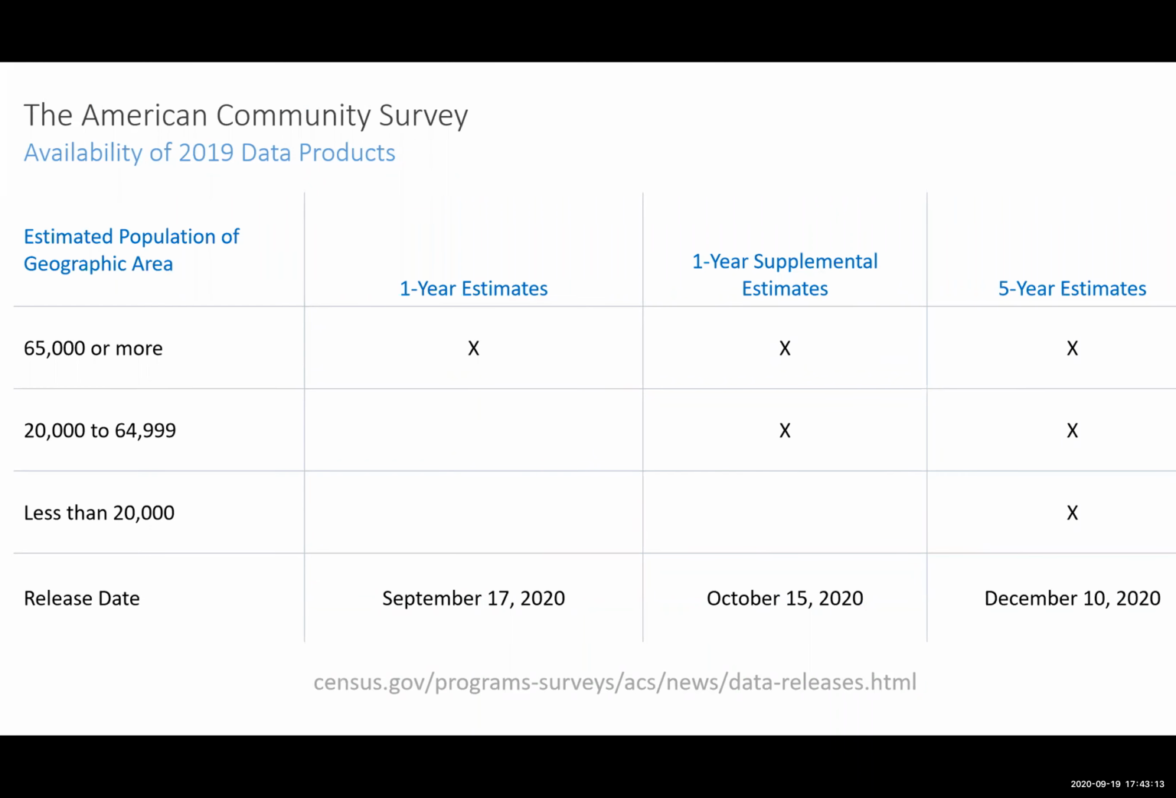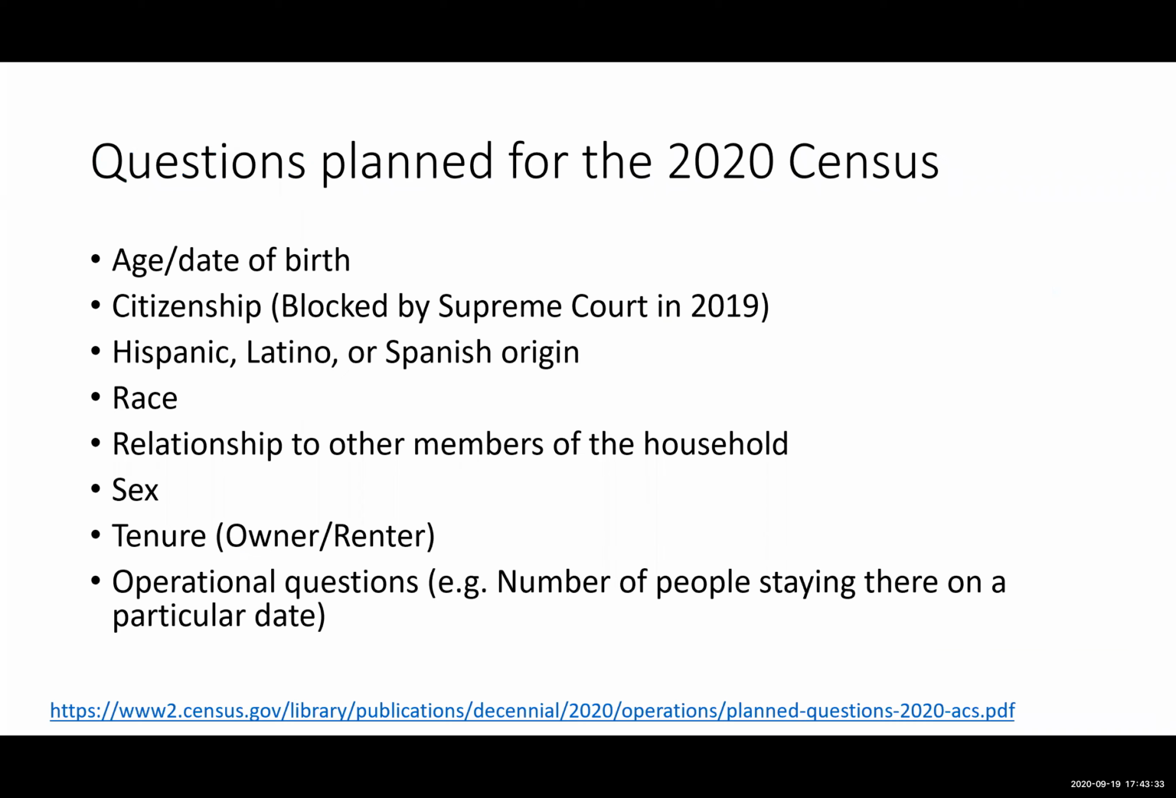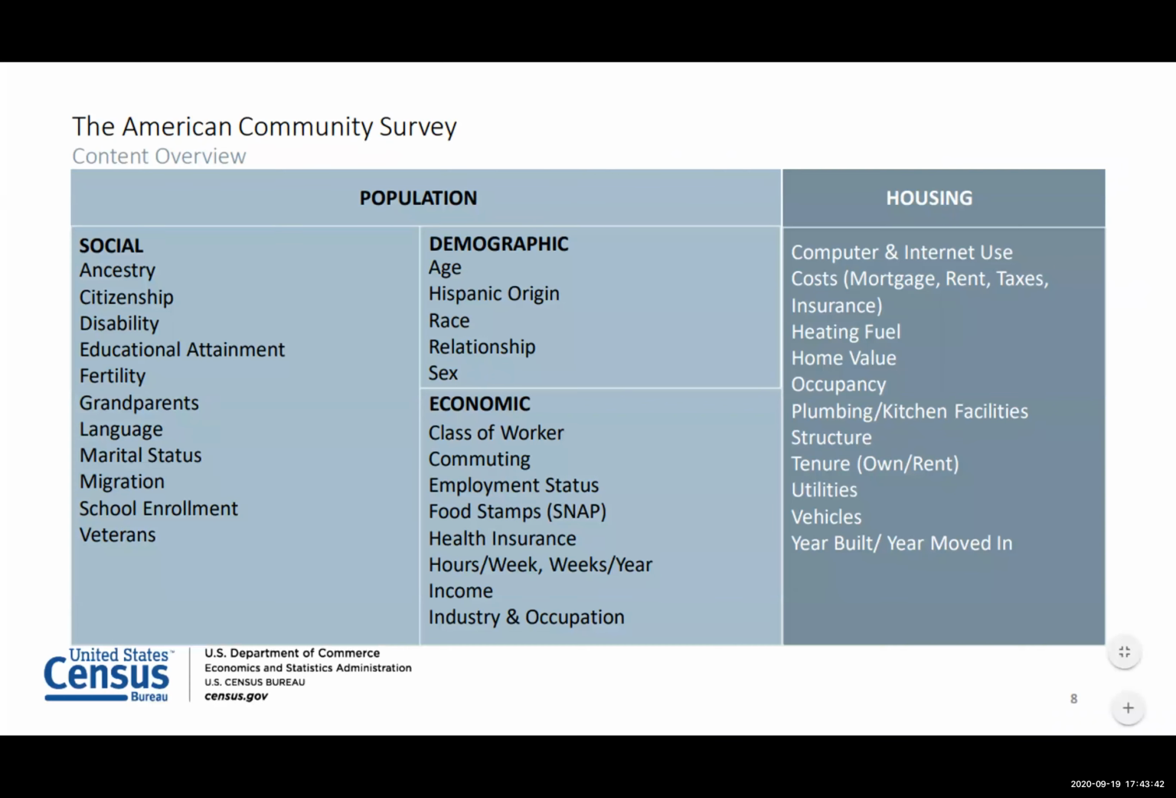From the sample of U.S. households surveyed every year, the Census Bureau creates 1 or 5-year estimates depending on the population of a geographic area. Large urban areas, for example, get yearly estimates, while small towns get 5-year estimates. Here are the questions that are planned for the decennial census in 2020. And here are the areas covered by the American Community Survey.